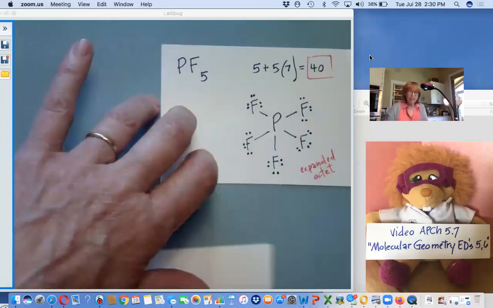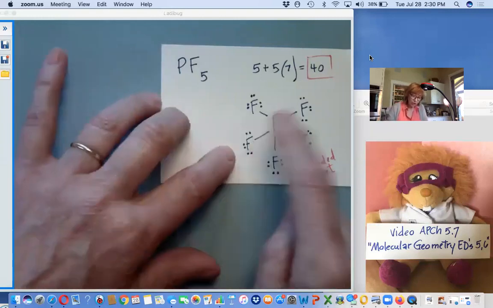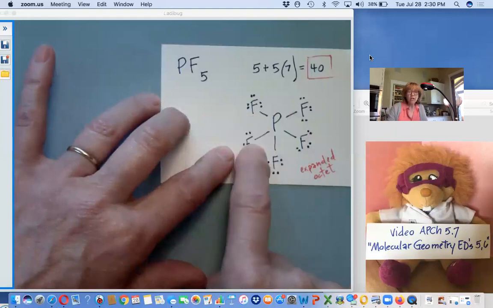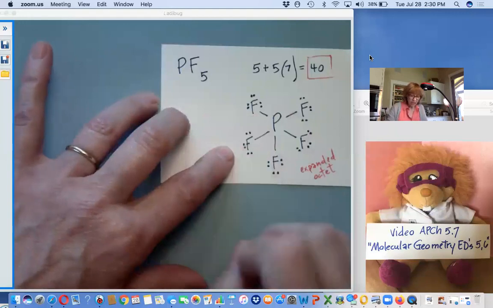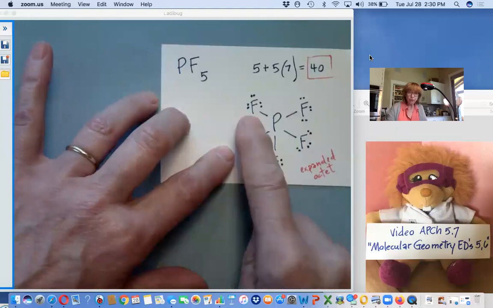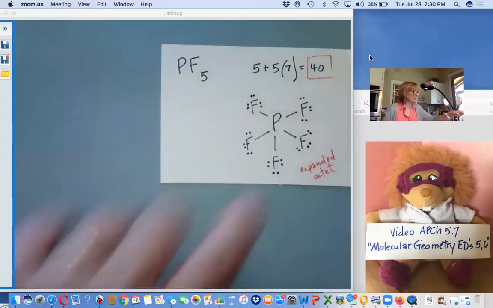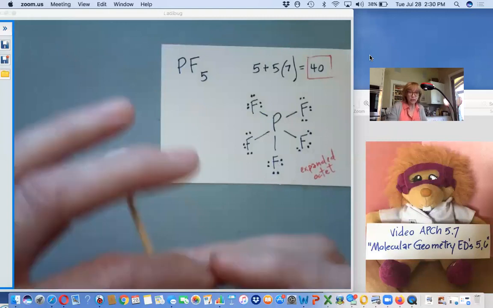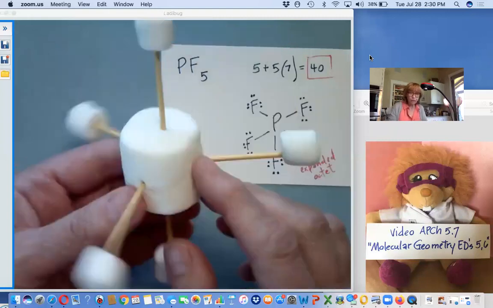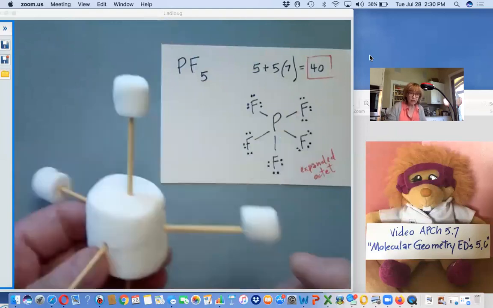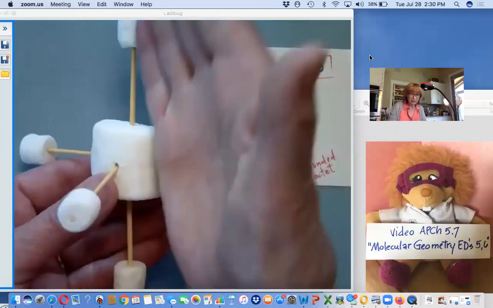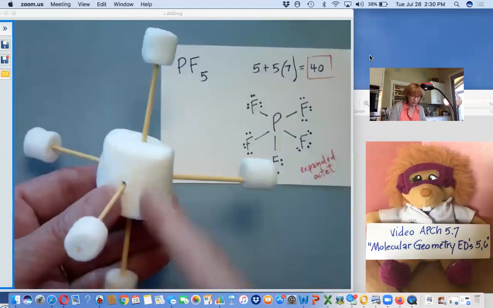Okay, now we have got to arrange 5 electron pairs in such a way that they are as far apart from each other as they can be. This is a really different kind of structure. This is what it looks like. So first of all, I want you to notice that there is an axis, an up and down vertical piece.